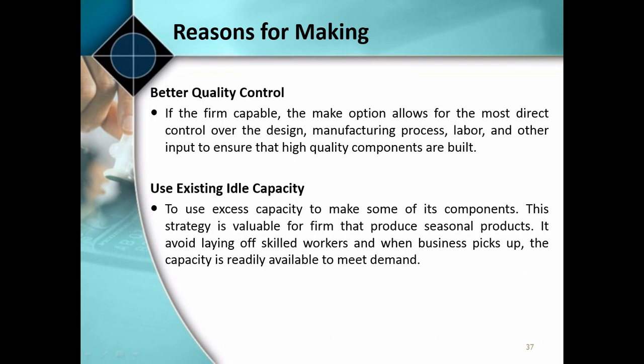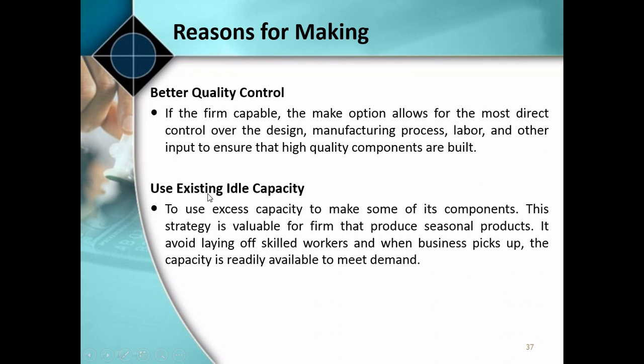Okay, next a reason for making is use existing idle capacity. Okay, so dia kata use existing idle capacity to make some of its components. Okay, so this strategy is valuable for firm that produce seasonal product. It avoid laying off skill worker, and when business pick up, the capacity is readily available to meet the demand.